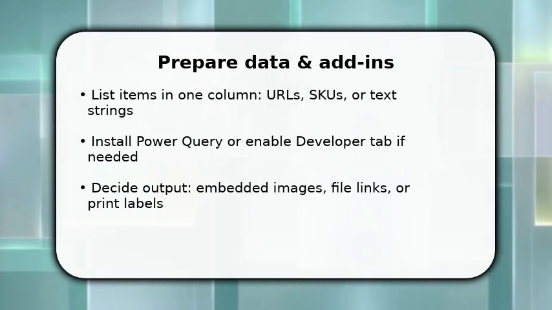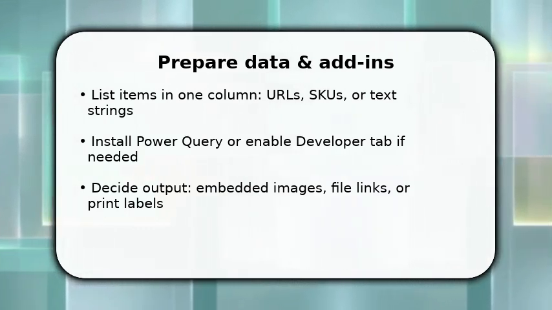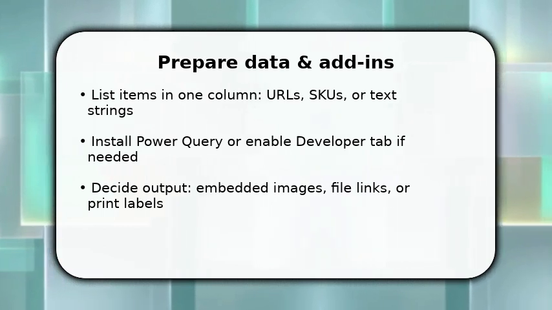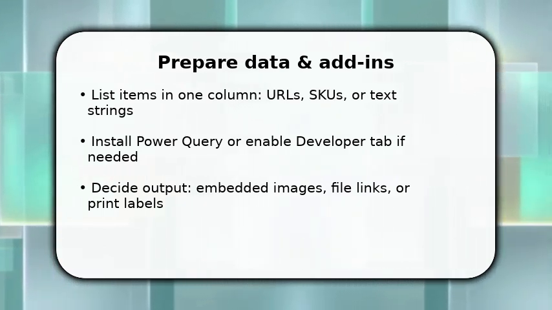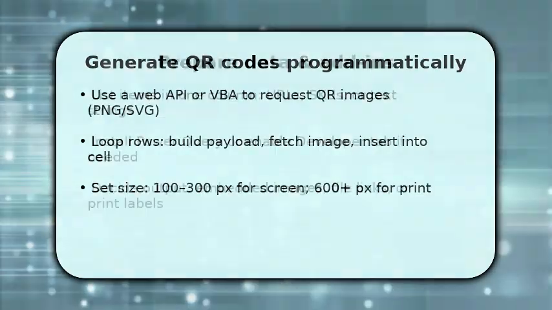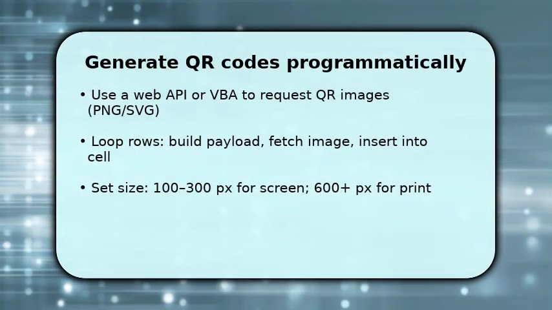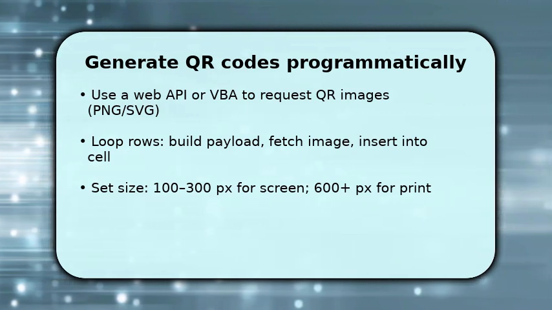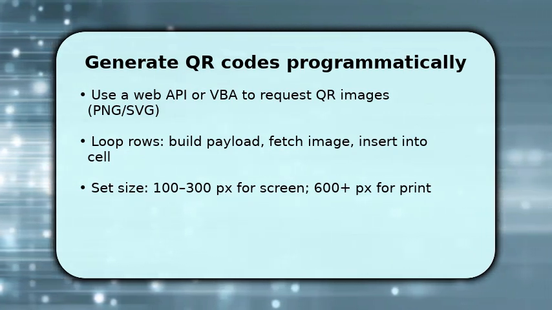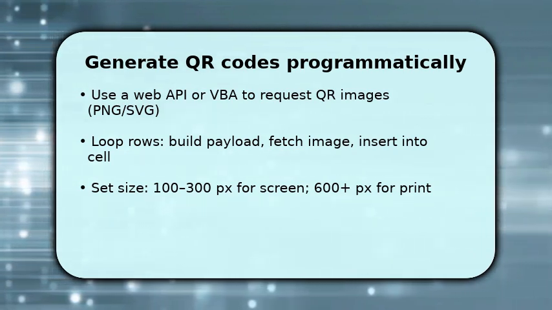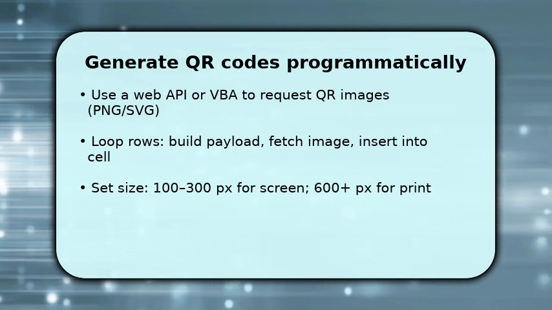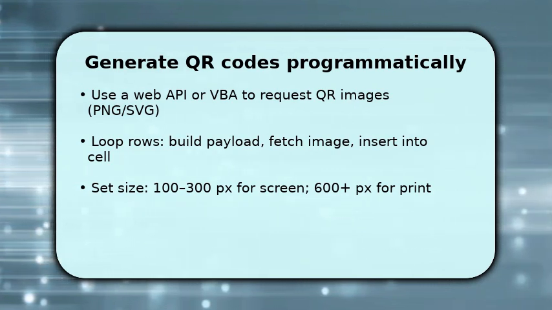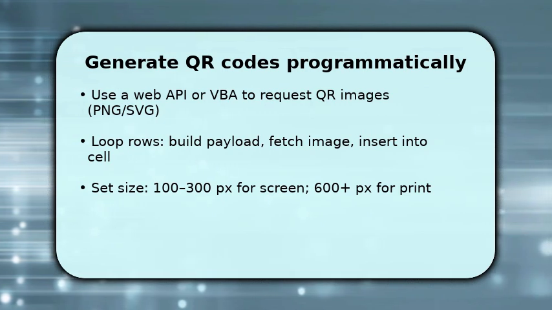Make sure to save a backup before running batch operations so you can revert if formatting or formulas break. You can automate by calling a QR API or writing VBA that composes the data string and downloads an image per row. First, construct the payload, encode special characters, and build a URL if using a web service. Then loop through your table to fetch each image and paste it into a picture object or export to disk.